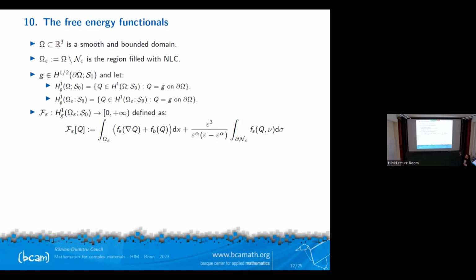Once again, you can see I haven't specified which is the elastic energy, the bulk energy or the surface energy, because I want to play and choose as many possibilities as I can in the end. So what do we expect in the limit for the homogenized energy functional? Well, we expect to see no surface energy interaction, right?